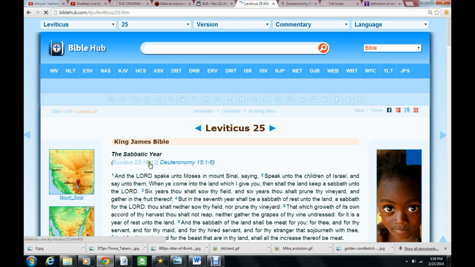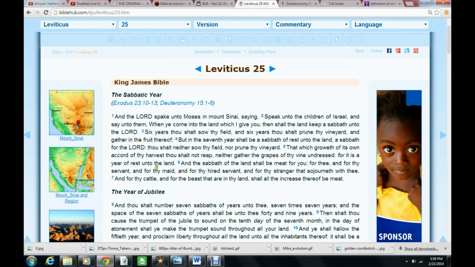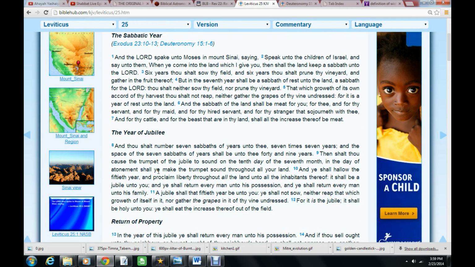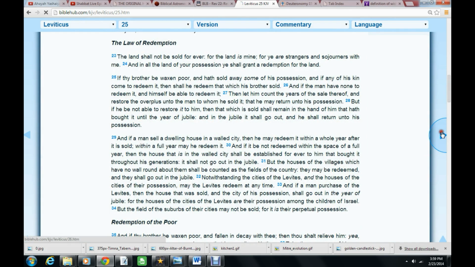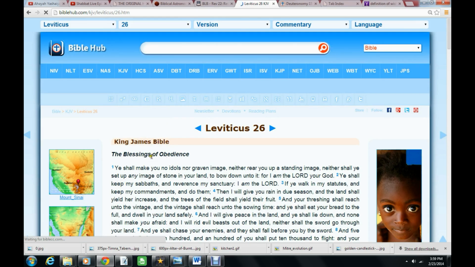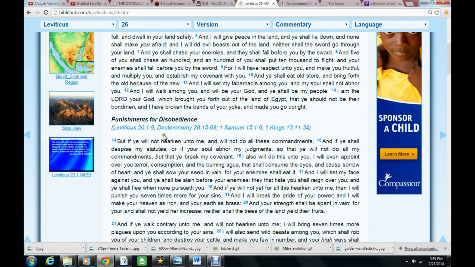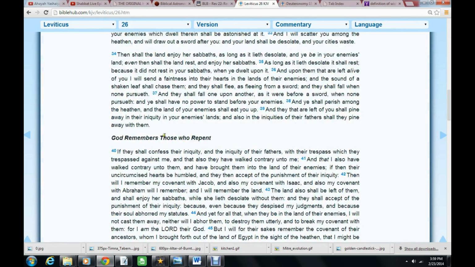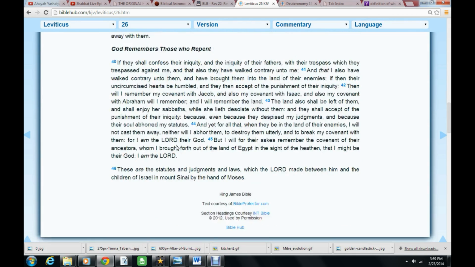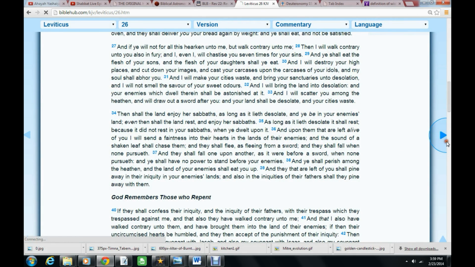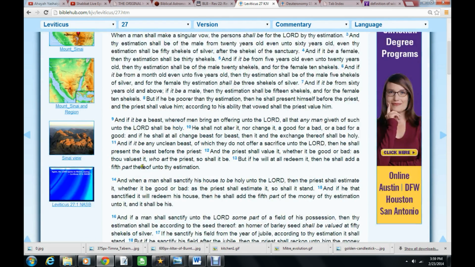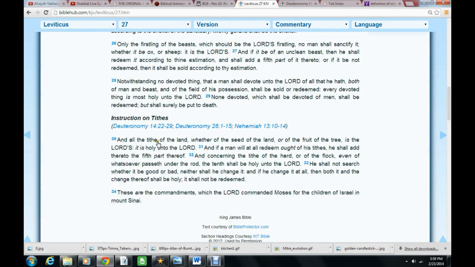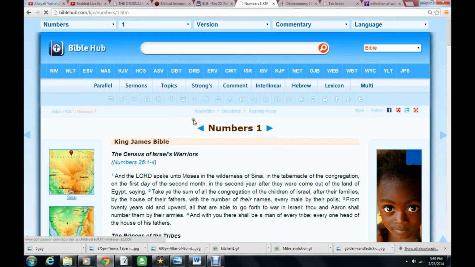So the Sabbatic year, now we learn about the Sabbath years in that section. The return of property, Jubilee, what's all that? The blessings of obedience, punishments for disobedience. Remembers those who repent. This will be the last section. Rules about valuations, value. Instruction of tithes. So all that we would have to read.